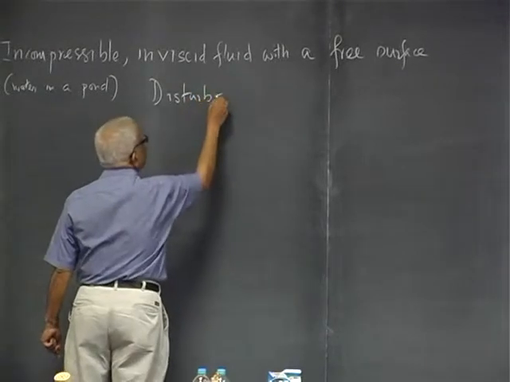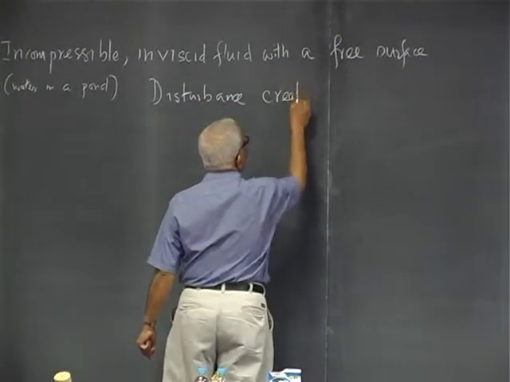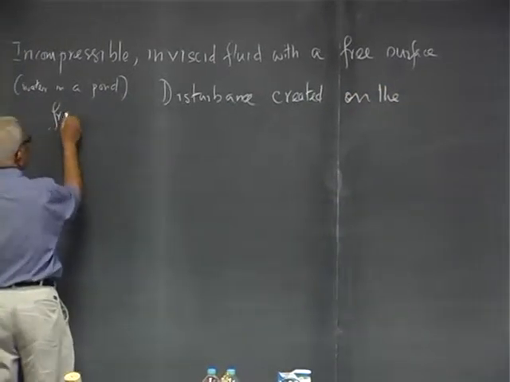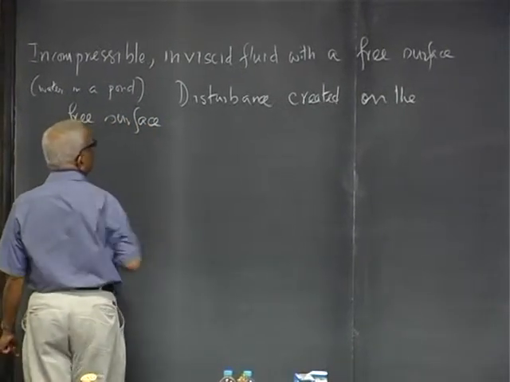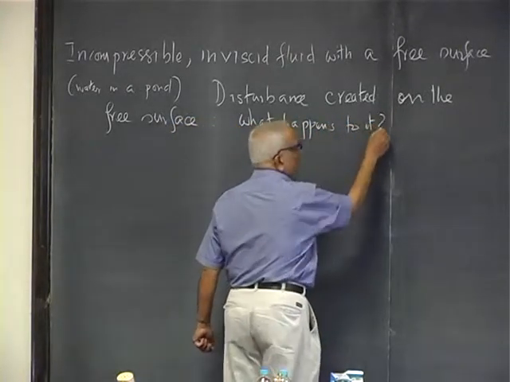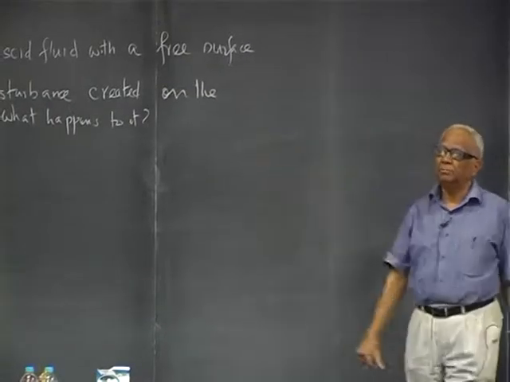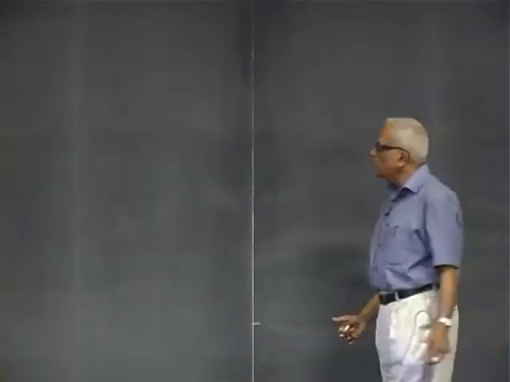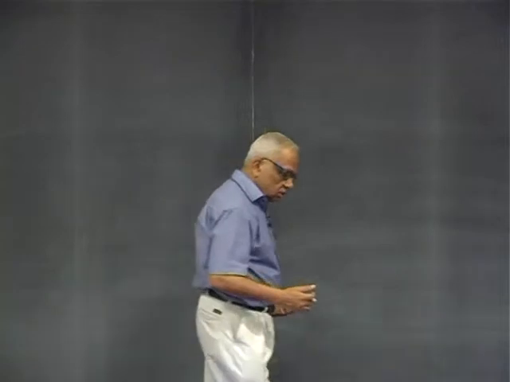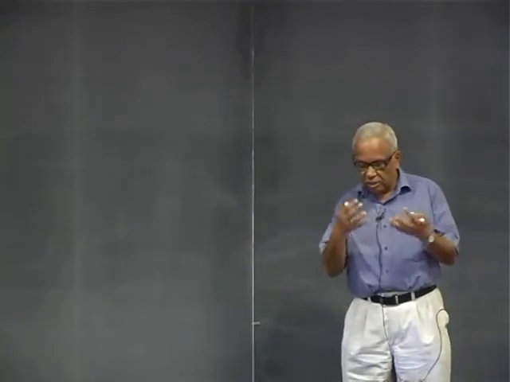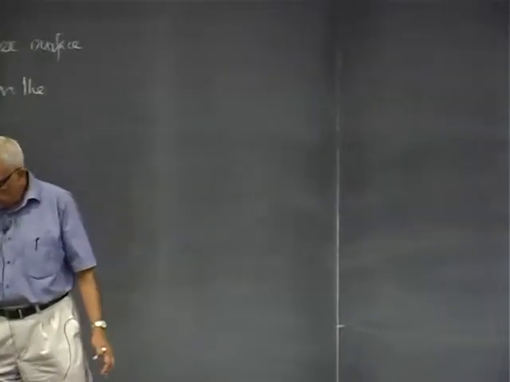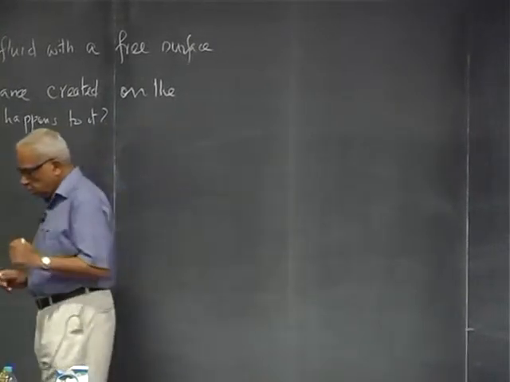So, a disturbance created on the free surface, and what happens? Something now spreads out in the form of ripples. So ripples are waves, and we are going to see how to find the velocity of spreading of that wave. So that's the first problem to do.